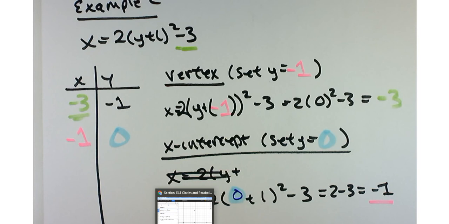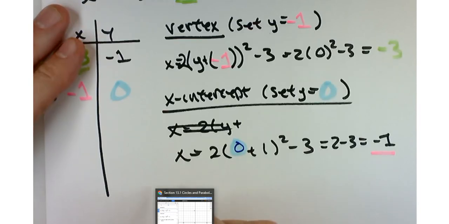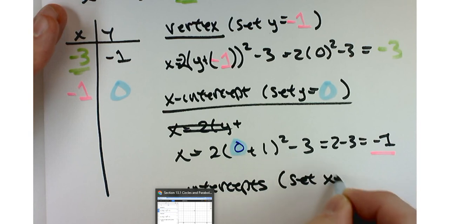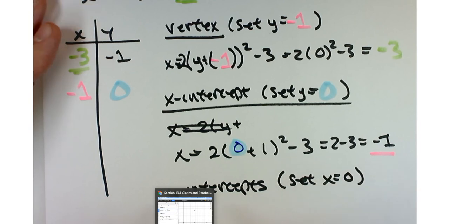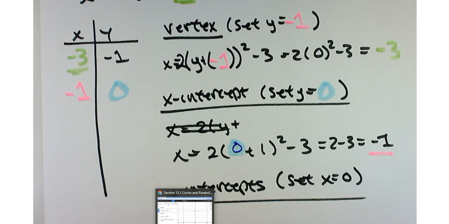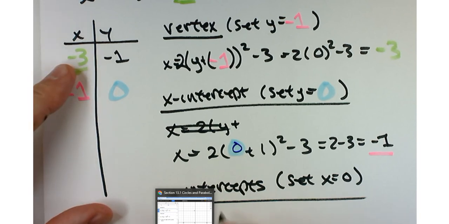So the last thing to do is to figure out, where does it cross the x-axis? How do you find the y-intercepts? Nice. Set x equal to 0. So let's do that. So that's going to give me 0 equals 2 times y plus 1 squared minus 3.